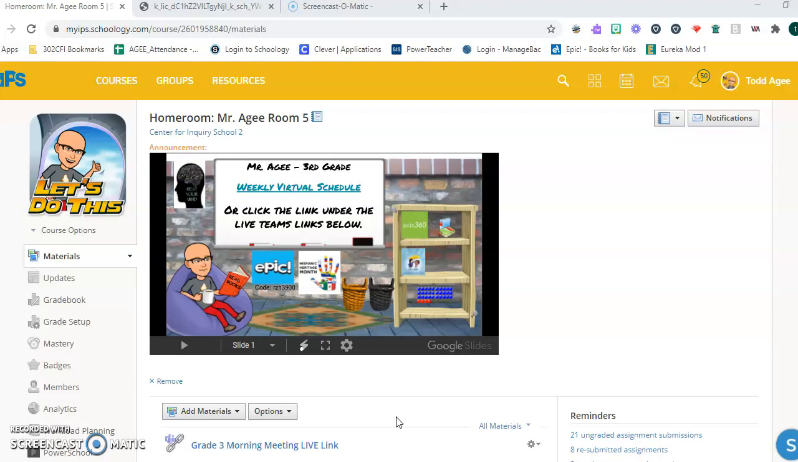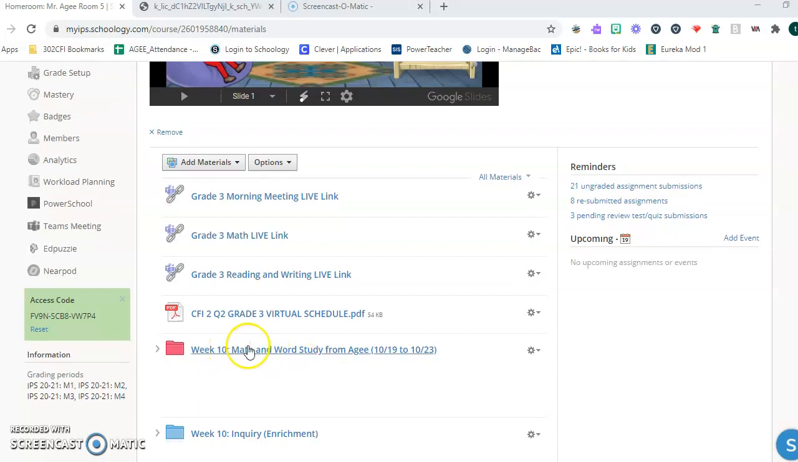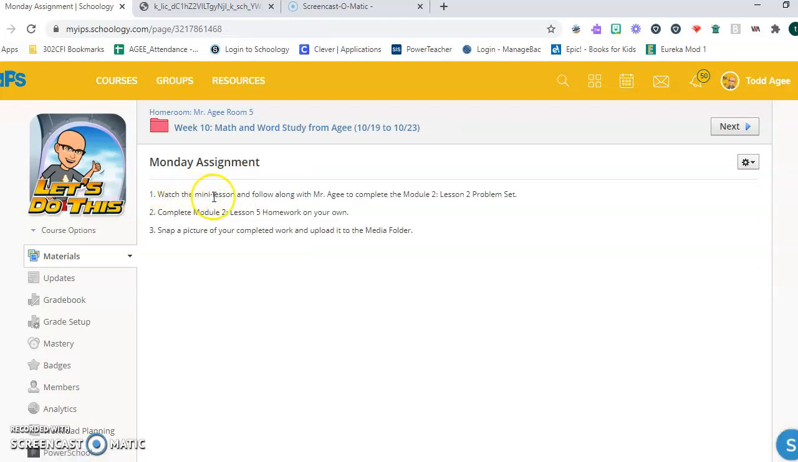You'll do the homework independently and submit it by snapping a picture of your work and uploading it to a media file. So in my classroom, it looks like this. If you're in Miss Nocton's class, you're still going to be looking for this same folder here. It's a red folder that says Week 10 Math and Word Study from Agee, 1019 to 1023. You click into this folder. You see there's an assignment page for Monday. It tells you to watch the mini lesson and follow along with Mr. Agee to complete the Module 2 Lesson 2 problem set.